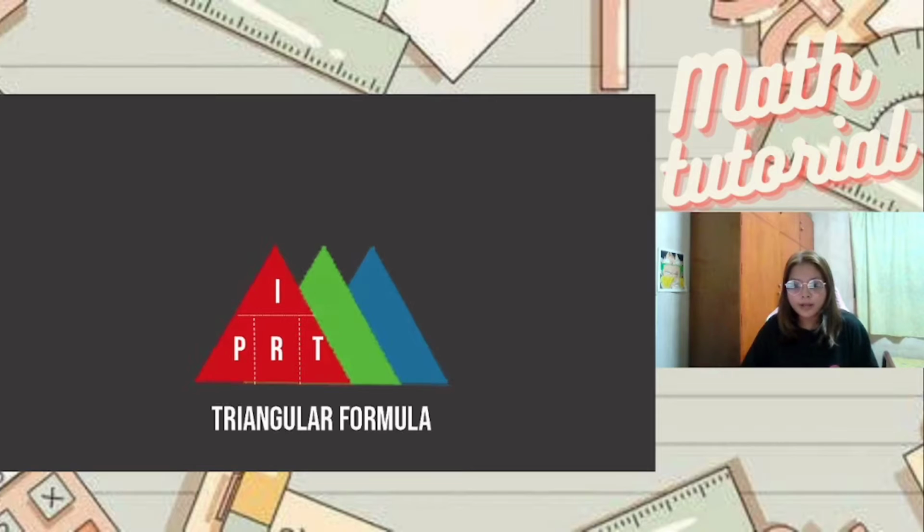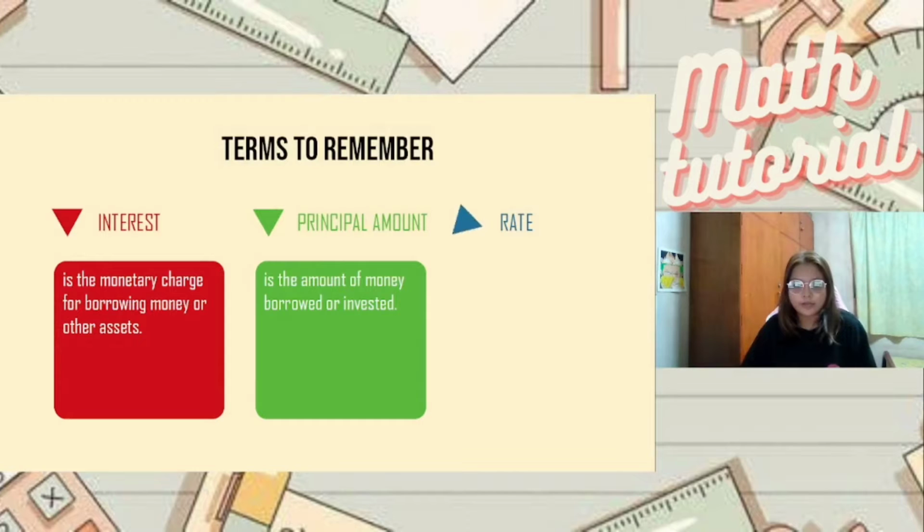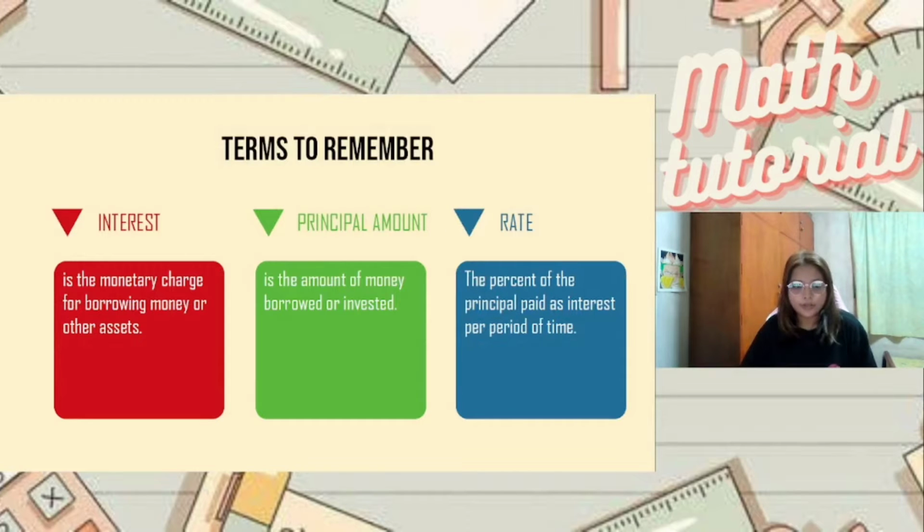So, meron din tayong mga terms na kailangan tandaan here in simple interest. So, first is the interest. Interest is the monetary charge for borrowing money or other assets. Meron din tayong tinatawag na principal amount. It is the amount of money borrowed or invested. And we also have the rate. It is the percentage of the principal paid as the interest per period of time.